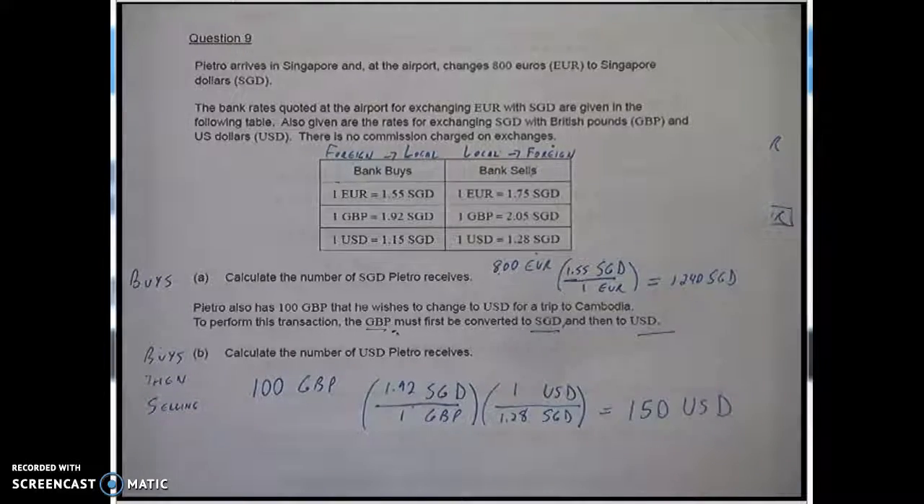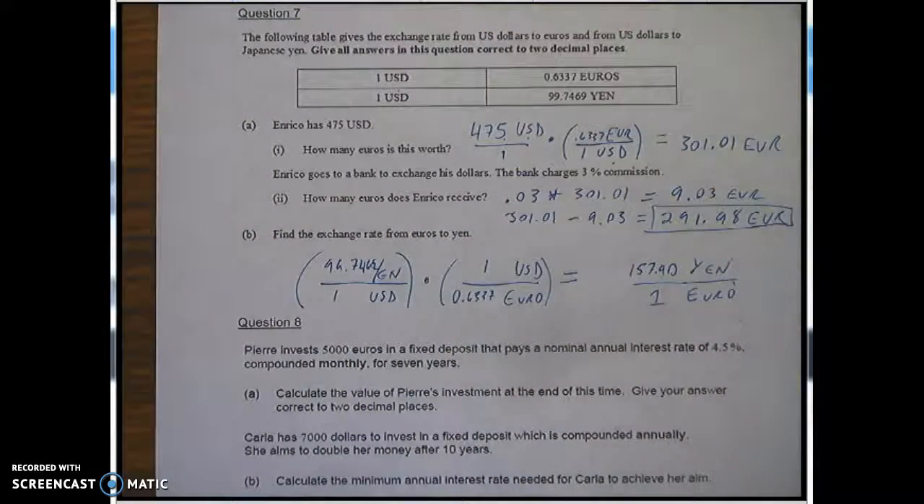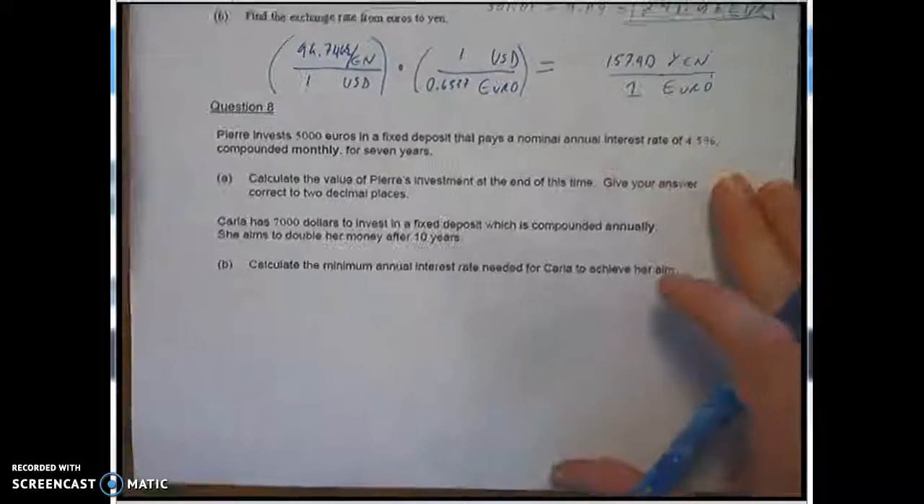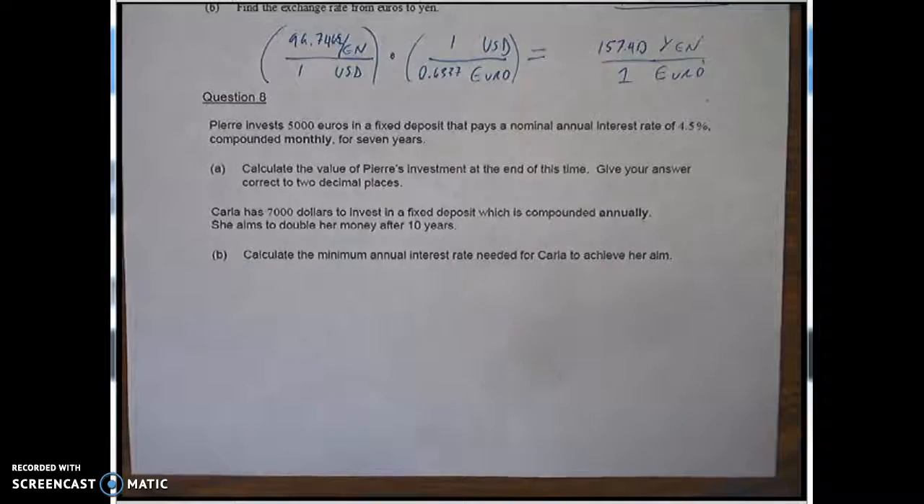Let's step away from currency. I'd like to talk about investing and financial applications, which is all calculator work here. And let's talk about Pierre now. He's got 5,000 euros in a fixed deposit that pays a nominal interest rate of 4.5% compounded monthly for 7 years. Calculate the value of the investment at the end of his time.